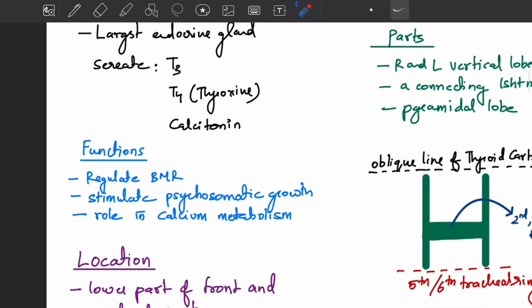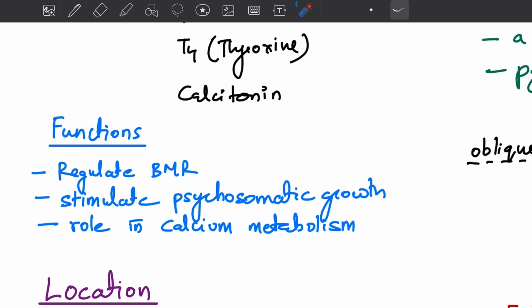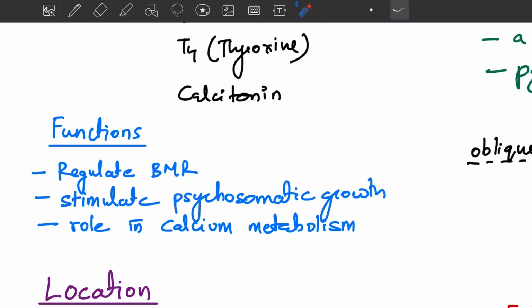The most important functions of the thyroid gland are: it regulates the basal metabolic rate. The hormone thyroxine helps in the regulation of the basal metabolic rate of the human body. And it stimulates the psychosomatic growth, which means the psychic as well as the somatic growth, which means nothing but the mental as well as the physical growth of the body. And it also helps in calcium metabolism. Calcium metabolism is regulated by the hormone calcitonin along with parathyroid hormone.